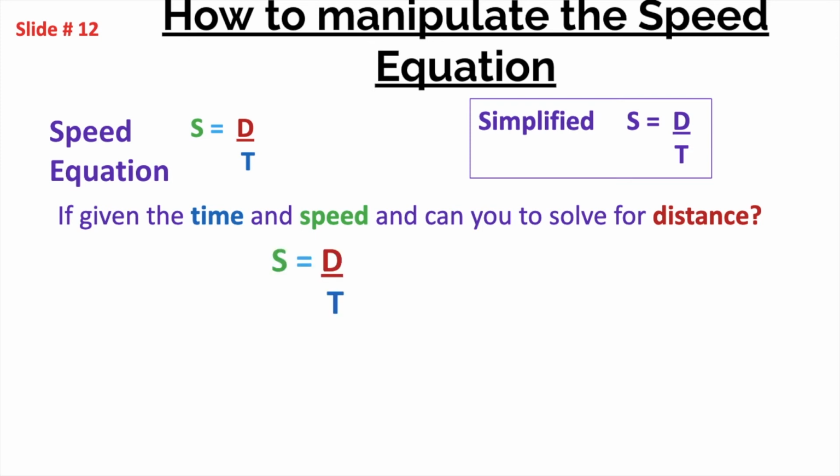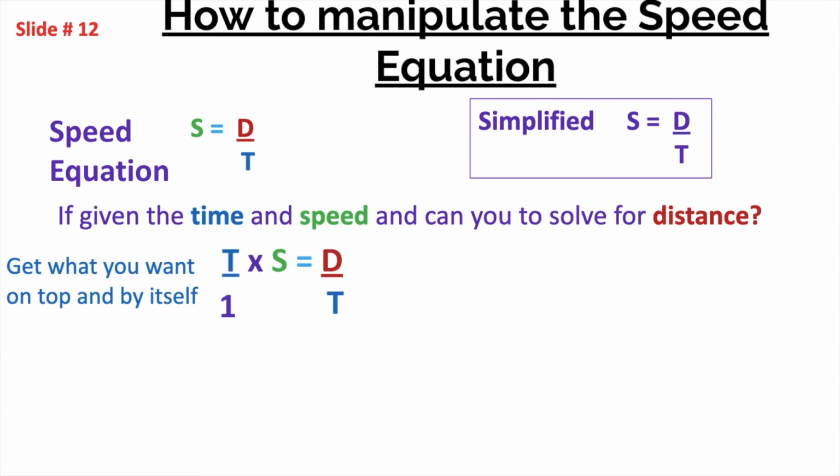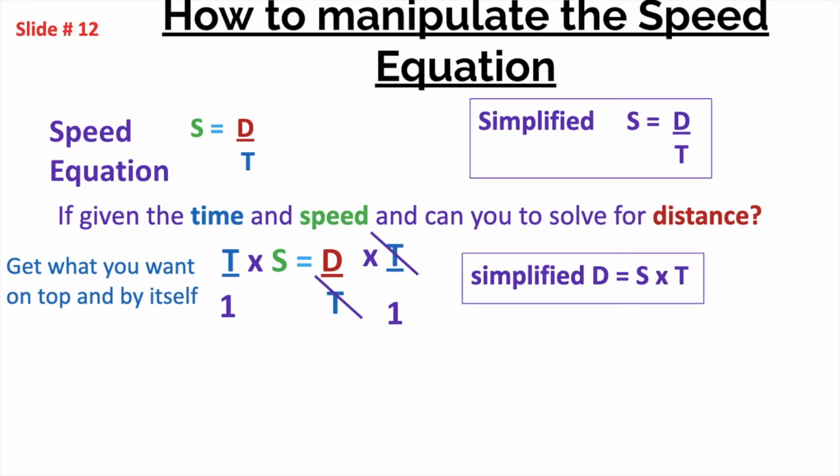So if I start out with my normal equation, speed equals distance divided by time, I really want to get what I'm solving for by itself, and I'm trying to solve for distance. So if I multiply each side by time, then on the right-hand side of the equation, time is going to cancel, and I'm left with an equation that distance is equivalent to speed times time.